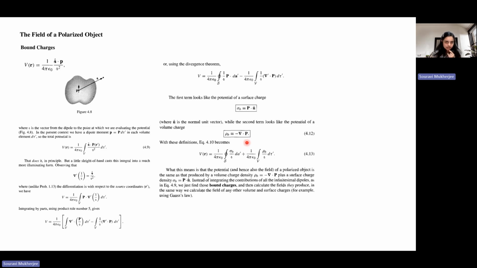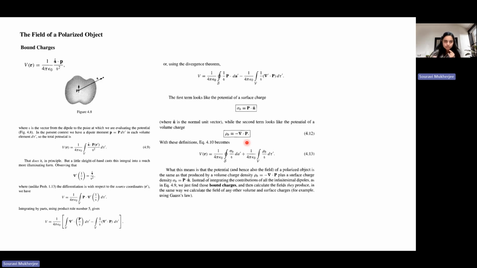Now, these charges that are getting generated, like the surface charge or the volume charge, are not free charges that you have externally applied. These are generated because of the properties of the medium, because of the organizations inside the medium, inside the object. So these are bound charges.